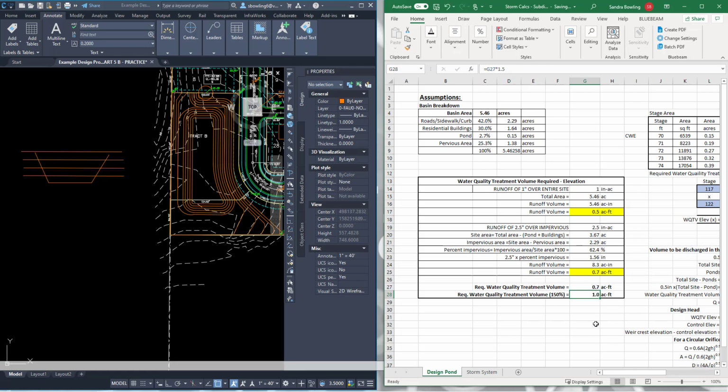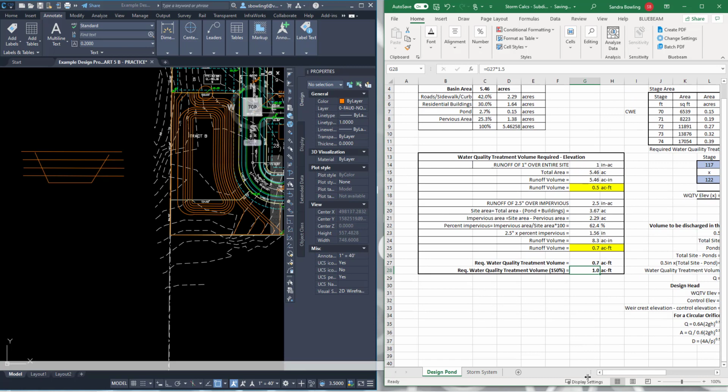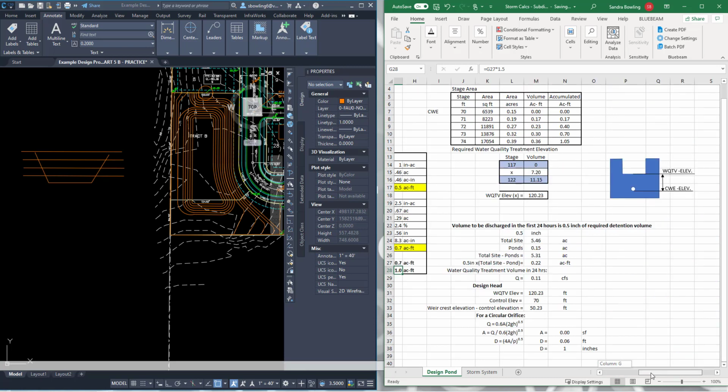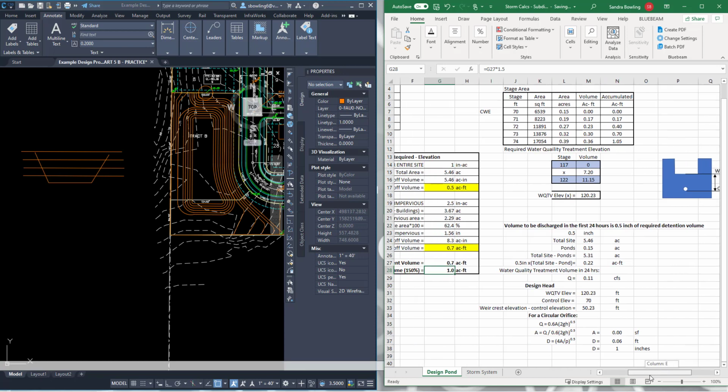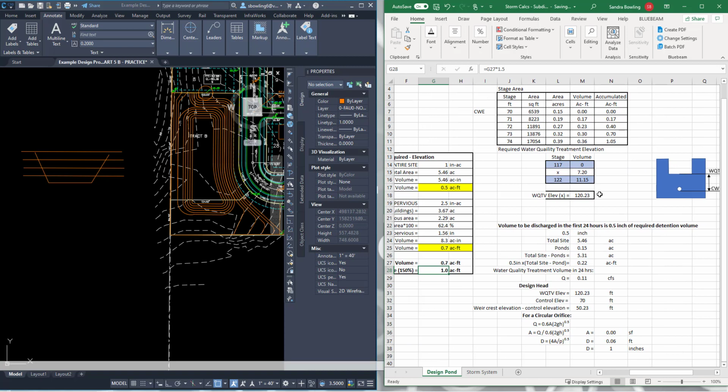So it says I need 1 acre feet of water quality, okay? Which is between the 73 and the 74 contour. So this elevation is going to be somewhere between the 73 and the 74 contour. So my pond technically really should be a bit bigger, but I'm not going to worry about that right now. So over here, I'm going to say 73, and I'm going to say elevation 74.